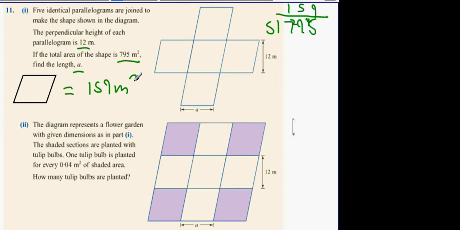For the area of a parallelogram, multiply the base by the height. Not the actual width, it's the actual vertical height. So, what does this mean? It means 12 multiplied by A is 159. How do you find out what A is? 159 divided by 12. Let's see how that goes.